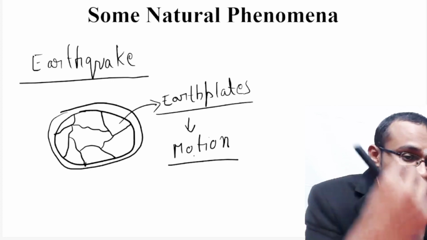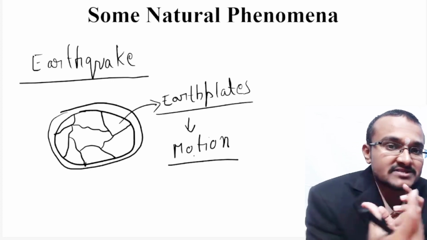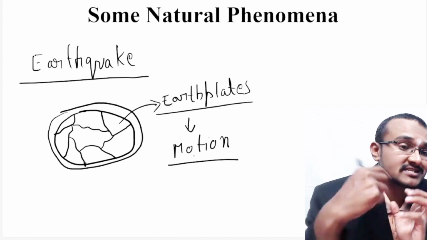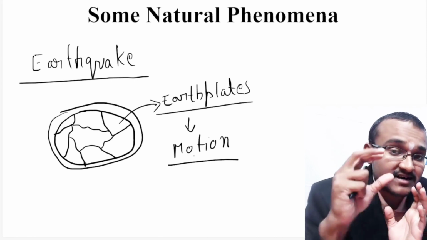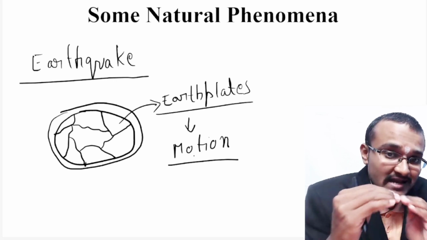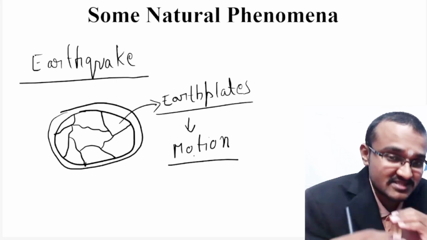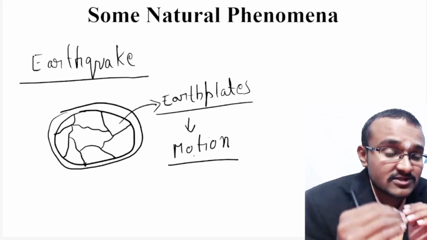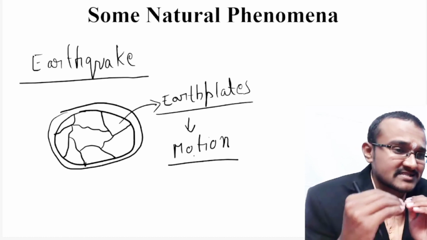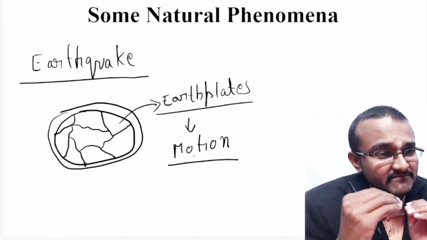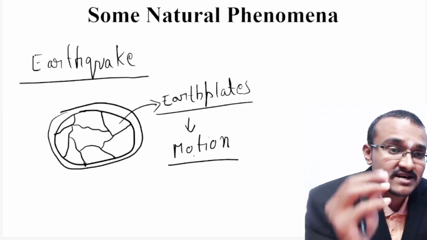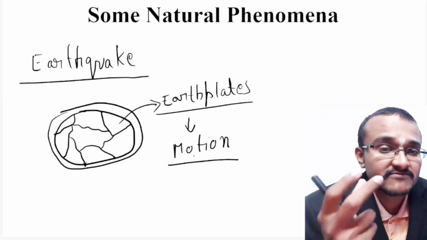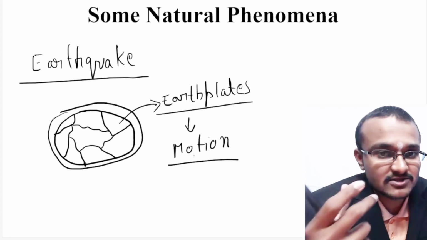This particular surface of earth has multiple pieces attached together. These multiple pieces are known as earth plates, and whenever they collide or brush each other, there will be a kind of earthquake taking place. There are a lot of earthquakes happening every now and then on this earth, but most of the earthquakes are so minor that we cannot even notice them.